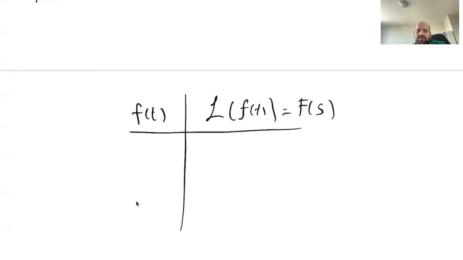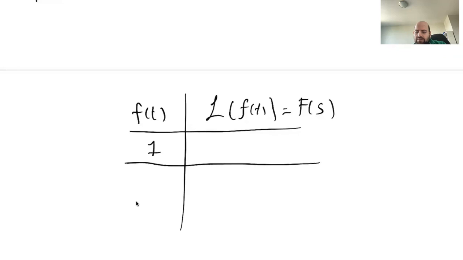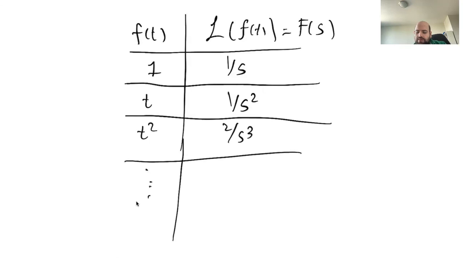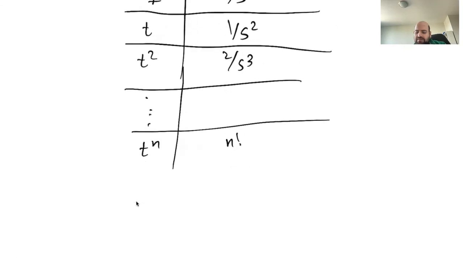So we saw that if the function f of t is 1, then the Laplace transform is 1 over s. If it's t, it will be 1 over s squared. If it's t squared, it will be 2 over s cubed. And if it's t to power n in general, the Laplace transform can be written as n factorial over s to power n plus 1.